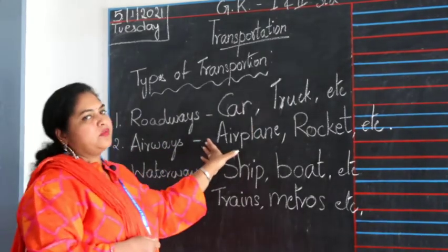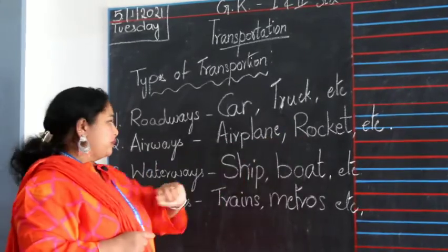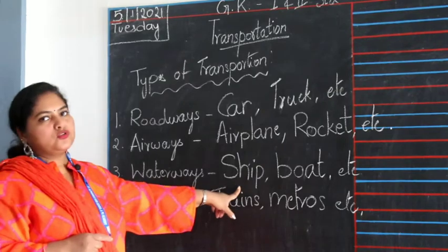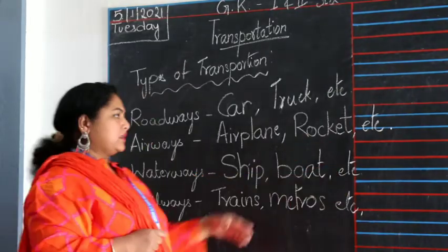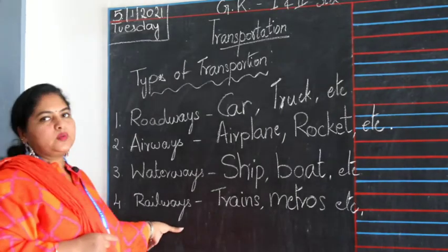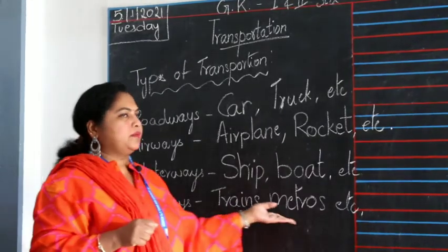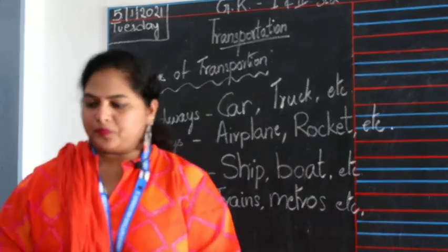Airways are the vehicles which move in the air, aeroplane, rocket, etc. Waterways are the vehicles which carry people and goods on water, that's ship, boat, cruise, etc. Railways are the vehicles which go on the rail, not on the road, that's trains and metro trains, engine, goods vehicles, etc.